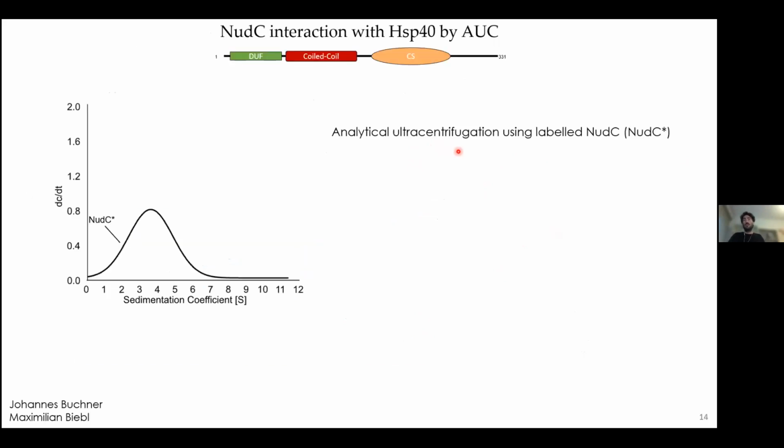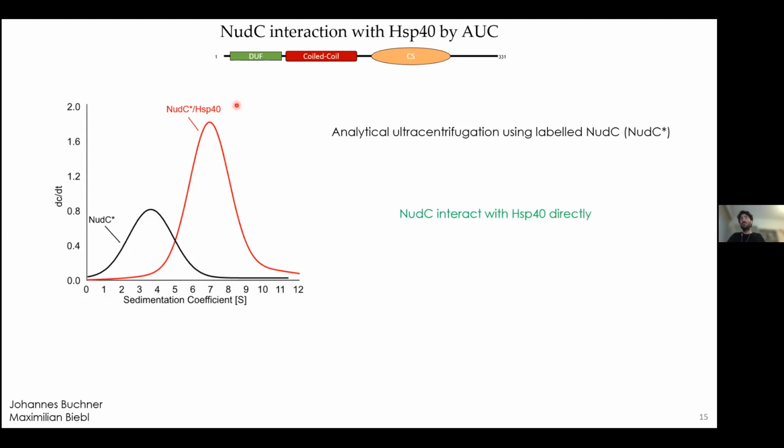So we started our experiment with analytical ultracentrifugation. We have labeled NOTC, so we are able to follow NOTC during ultracentrifugation. We can obtain the sedimentation coefficient of NOTC, which is directly dependent on size. And since we have labeled NOTC, we can then add a partner to the mixture and see if there is an increase in size that will tell us that there is formation of a complex and interaction. So for example, if we add HSP40, we see a drastic increase in size of our labeled NOTC. That tells us that NOTC in vitro is also able to interact with HSP40, as we saw in our co-IP assay.